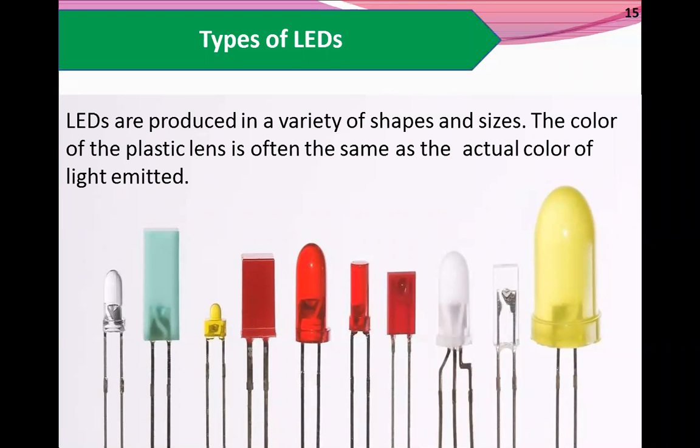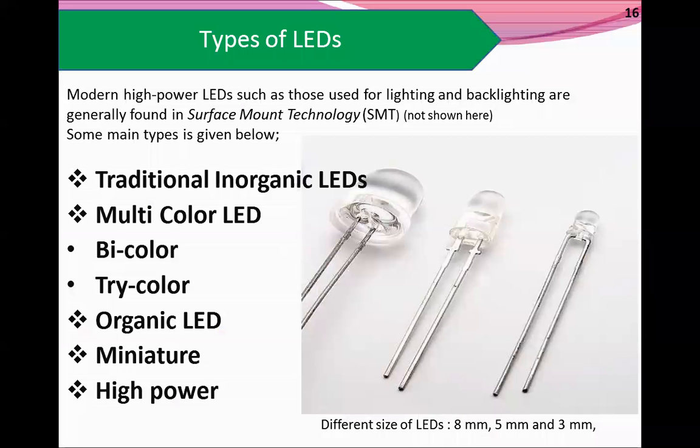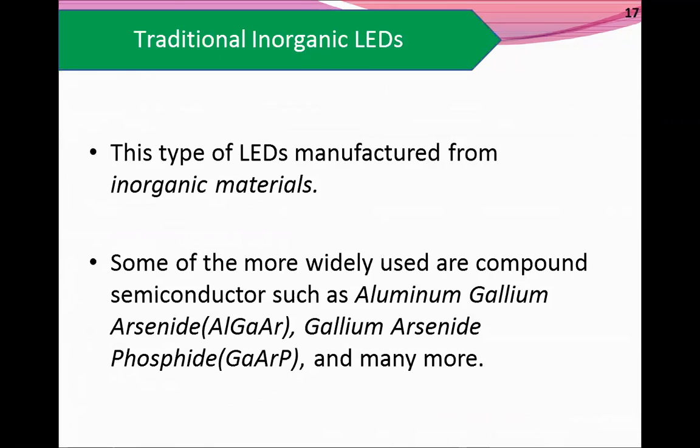Next, types of LED. LEDs are produced in a variety of shapes and sizes. The color of the plastic lens is often the same as the actual color of the light emitted. Modern high power LEDs such as those used for lighting and backlighting are generally found in surface mount technology. Here some main types of LEDs are given: traditional inorganic LED, multicolor LED, bicolor, tricolor, organic LED, miniature, high power.